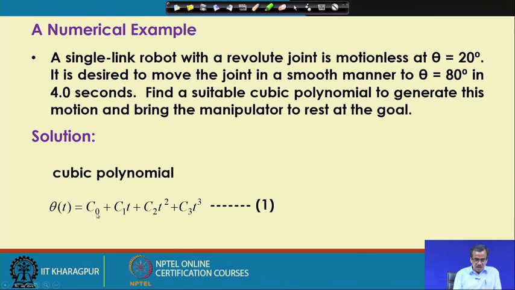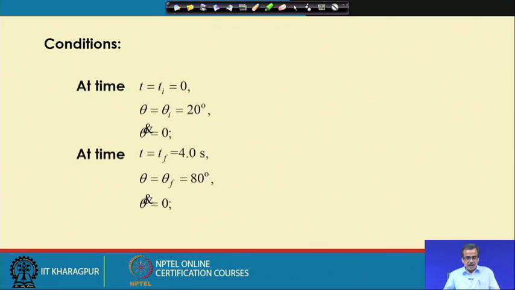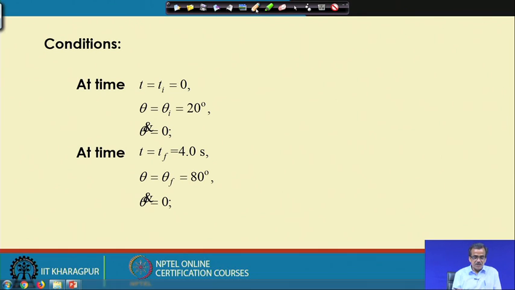So, theta t is nothing but C naught plus C 1 t plus C 2 t square plus C 3 t cube, and the conditions are as follows. At time t equals t i equals 0, theta equals theta i equals 20 degrees, and theta dot is equal to 0. Similarly, at time t equals t f, that is 4 seconds, theta equals theta f equals 80 degrees, and theta dot is equal to 0.